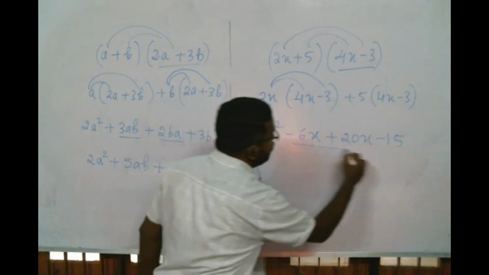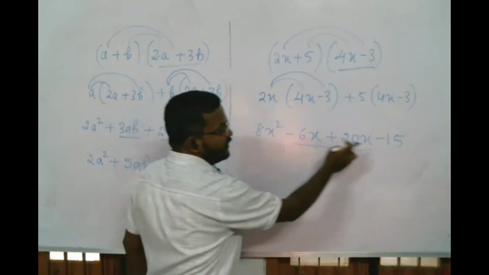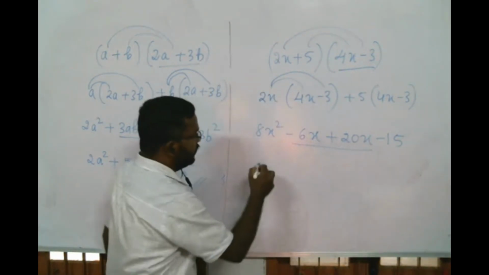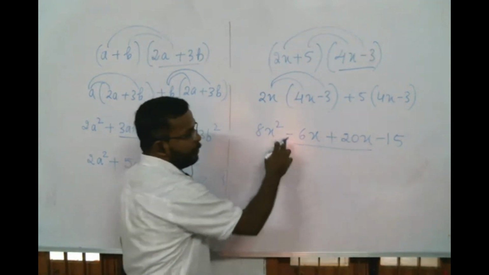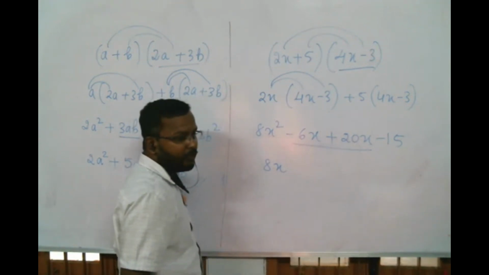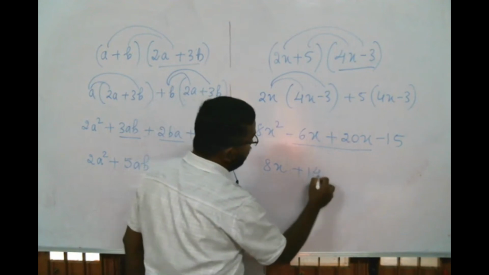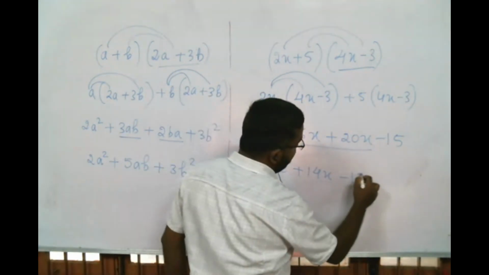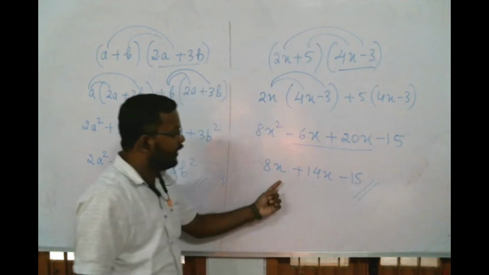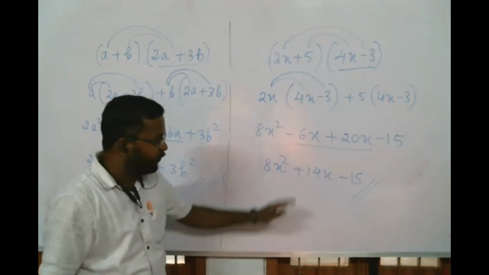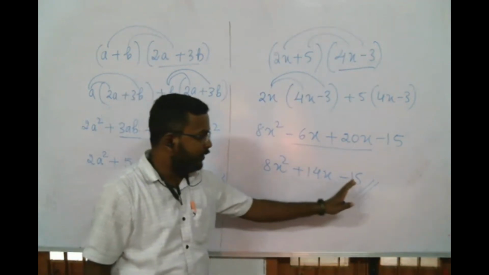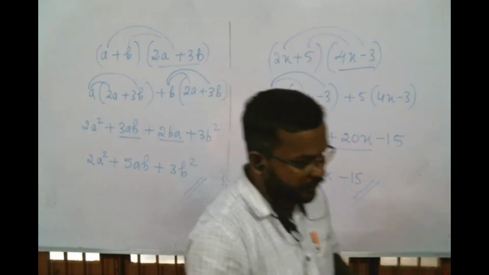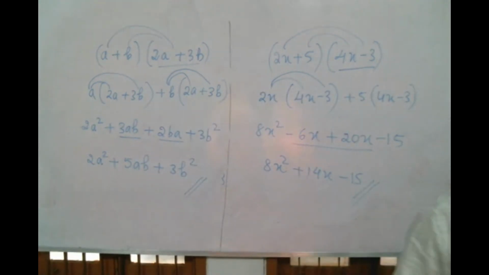So now these two are like terms. Here also x is there and here also x is there. So 8x square, minus 6x plus 20x will get plus 14x, and this minus 15 we will write as it is. So 8x square plus 14x minus 15. This is the answer. Let's go to the next question.